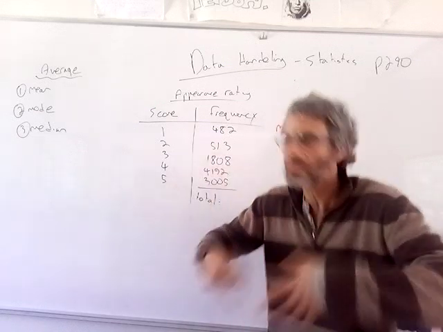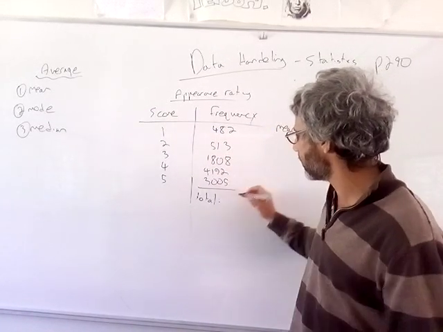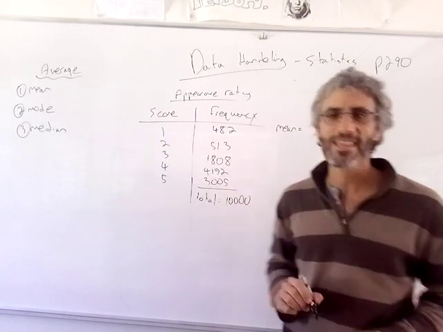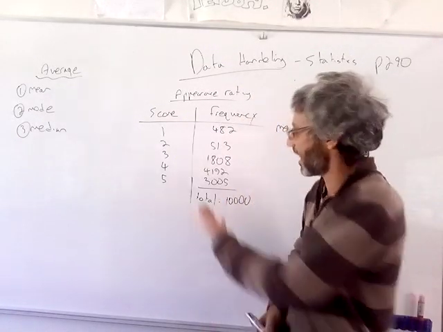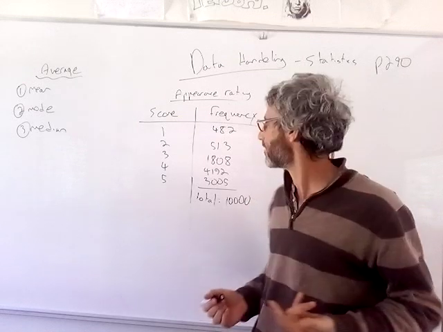Frequency means how many people vote for it. So we're going to add them all up. And if you do that, you'll see you'll get 10,000. So 10,000 people participated in this survey. Again, in this specific question, they actually told you it was 10,000, but sometimes they might not tell you, and you need to find that out.